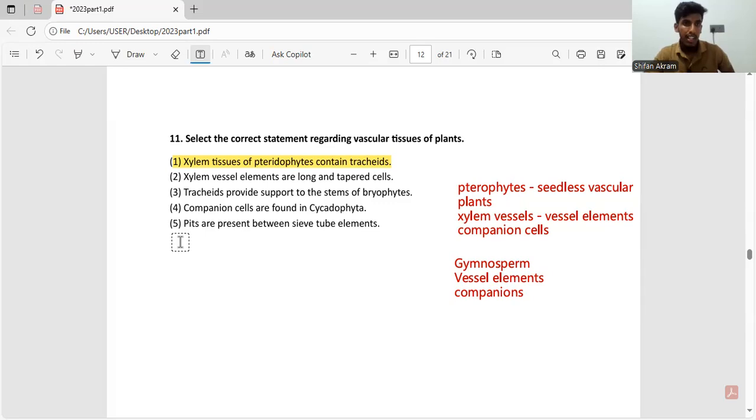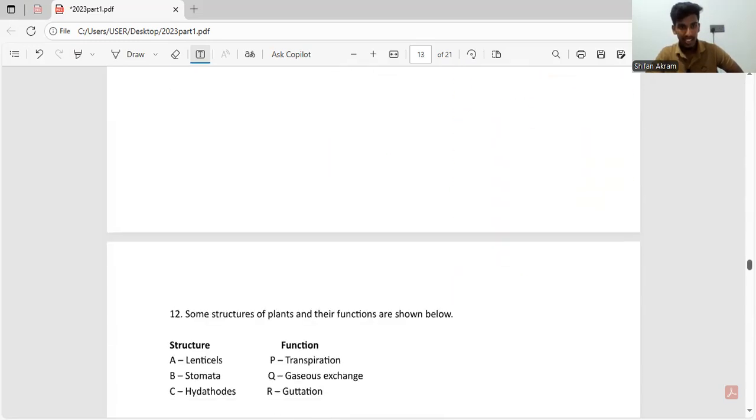cells. Finally, pits are present between sieve tube elements. Sieve tube elements belong to phloem vessels, and pits are not present between the sieve tube elements. Pits are usually present in the vessel elements and the tracheids, which are found in the xylem vessel. So the first one is the correct answer.